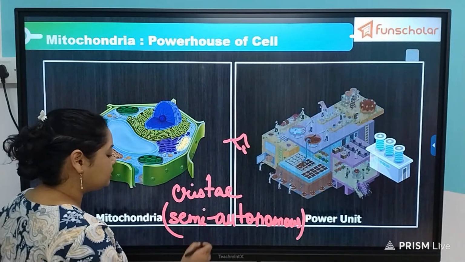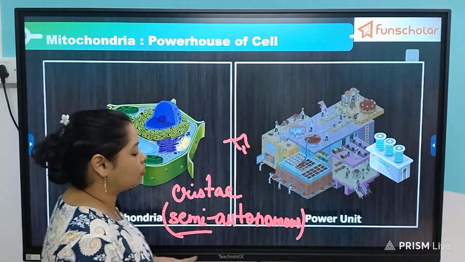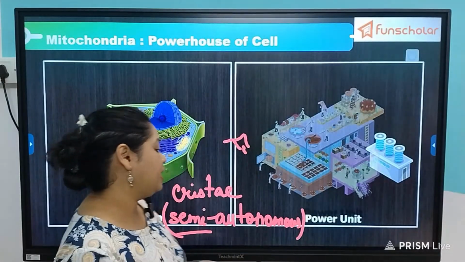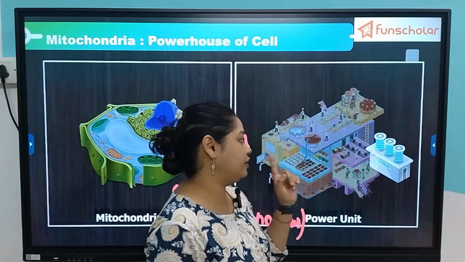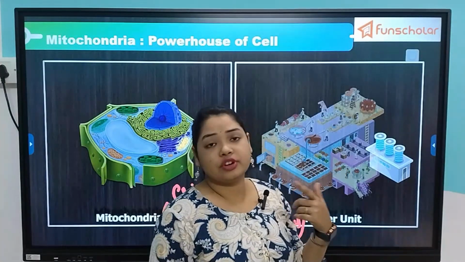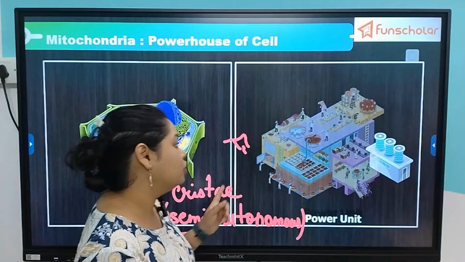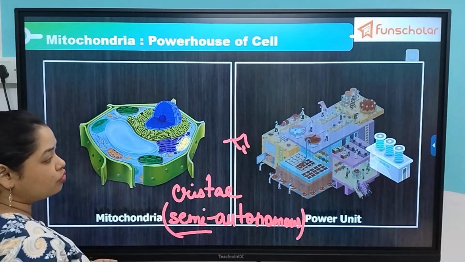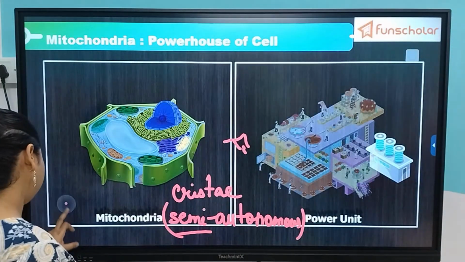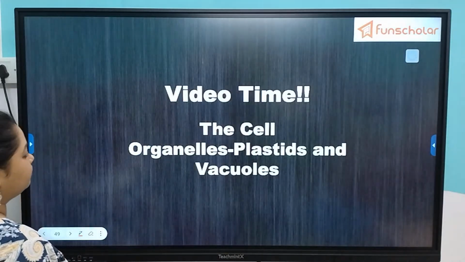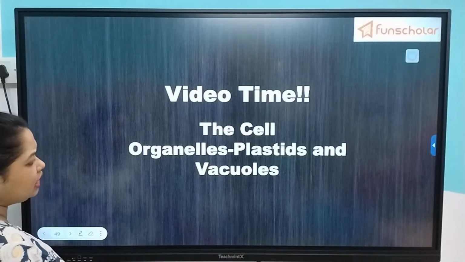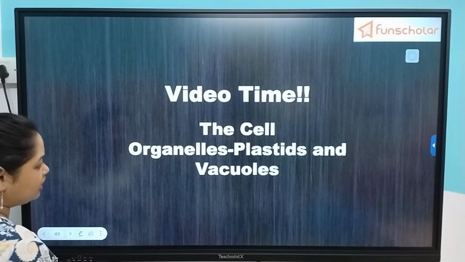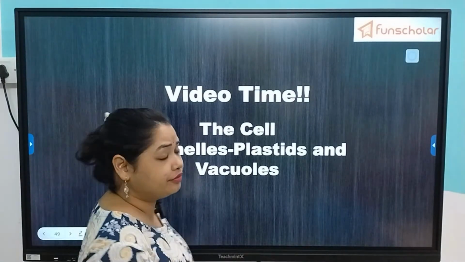That is why it is known to be semi-autonomous in nature, and it is comparable to the power unit of the chocolate factory, which supplies, for example, electricity to all the processes in the whole factory of the chocolate.